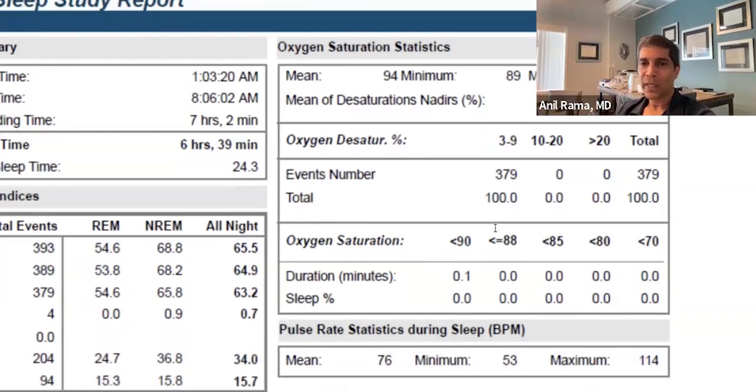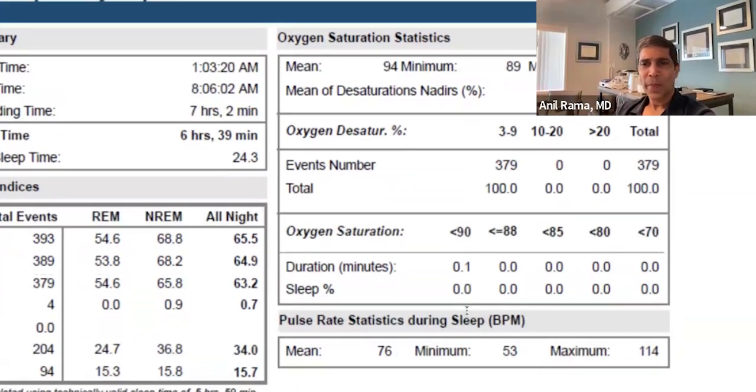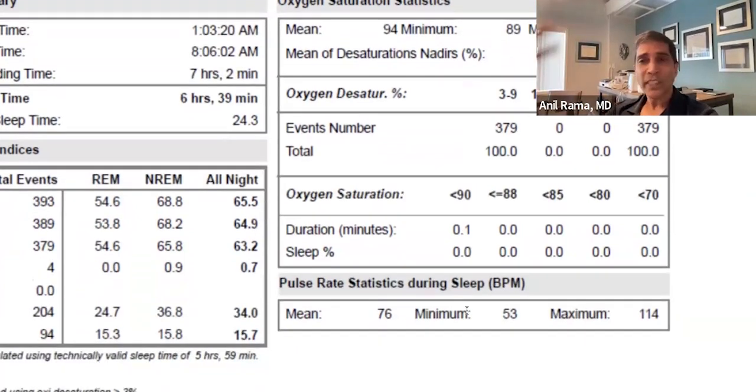They're all mild ones. And if you look at this, how much time was spent below 90%, below 88%? You can see it was 6 seconds. It was 0.1 minutes. So that's a little strange. Can you really have 65 interruptions in breathing and only be under 90% for 6 seconds? That's a bit strange too. But let's keep going, right?